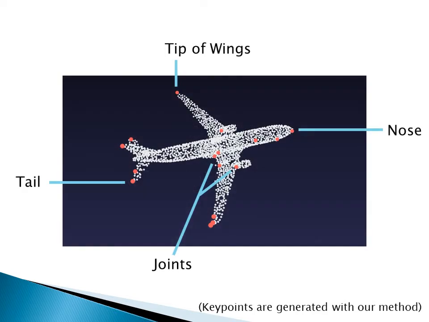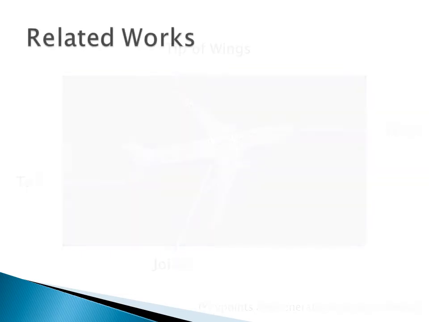For example, this is a point cloud of an aeroplane. It makes natural sense that these points with semantics, which represent the nose, the tip of wings, the joints, and the tail, are a good set of key points. Points should be repeatable, that is, invariant under rotation or some noises on the point cloud, etc.